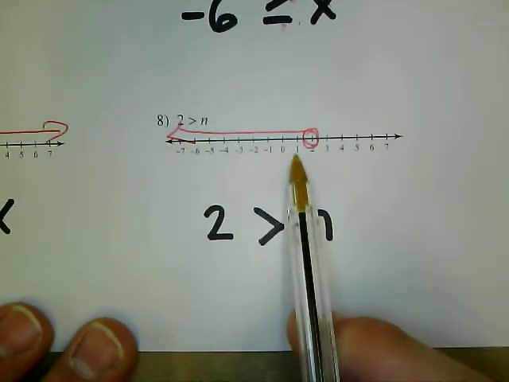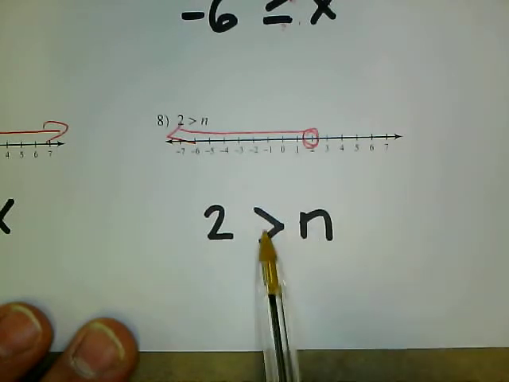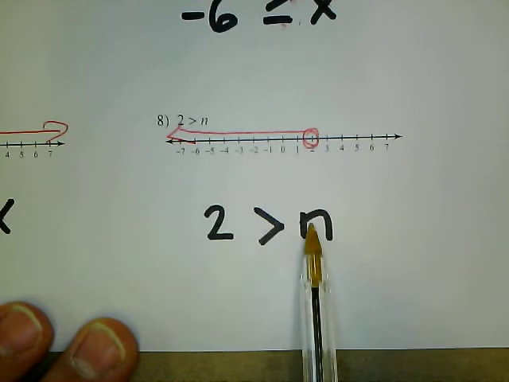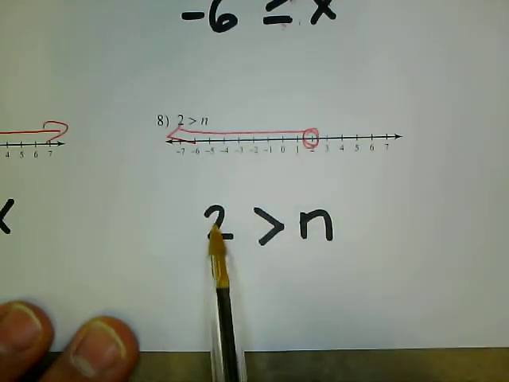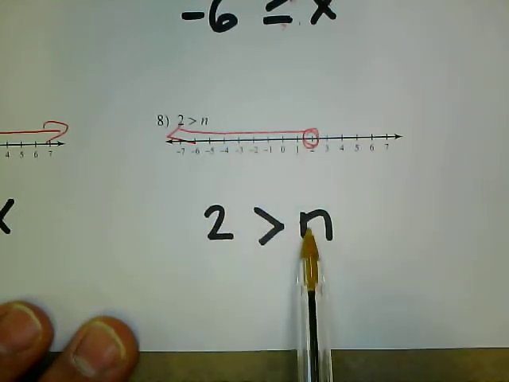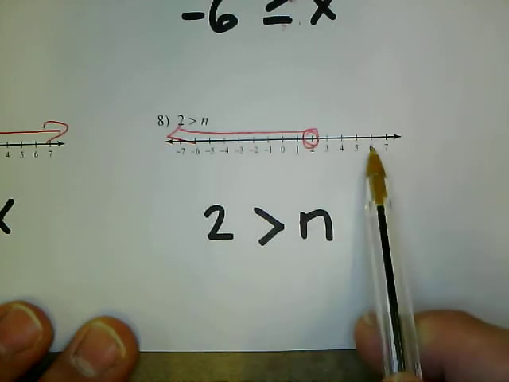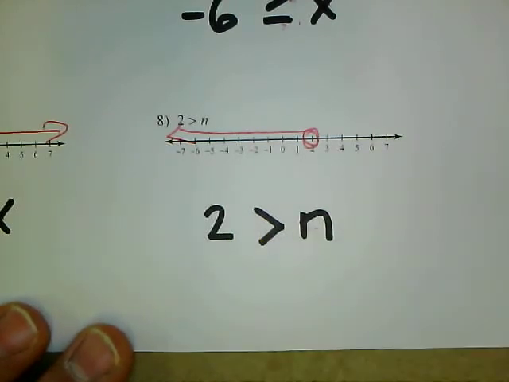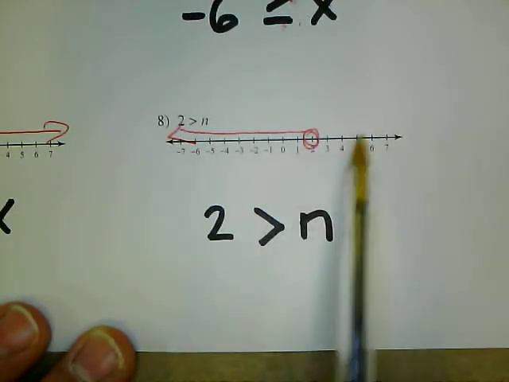So by the way, all these numbers, if you put a 1 in here, 2 is greater than 1, true. Put a 0 in here, 2 is greater than 0, yes. -4, 2 is greater than -4, correct. If I put 6 in there, 2 is greater than 6, no, so it wouldn't work. And we're just getting used to the open circle, closed circle, and which direction it goes.